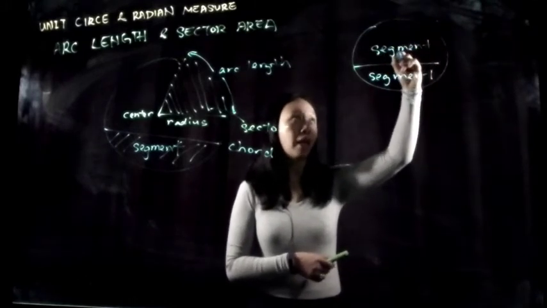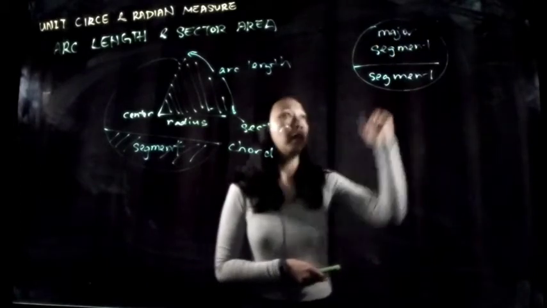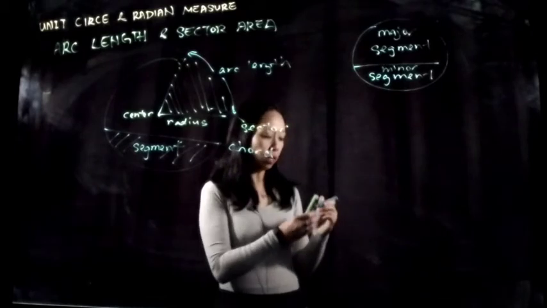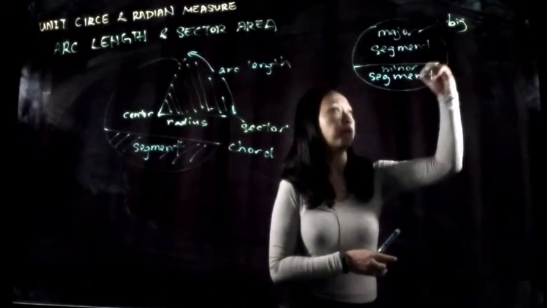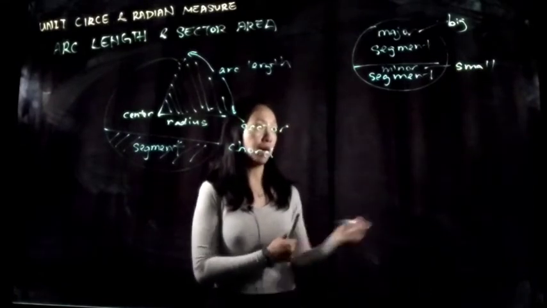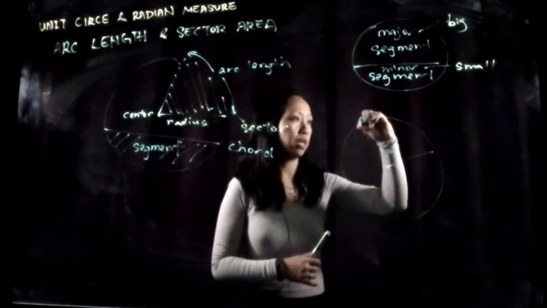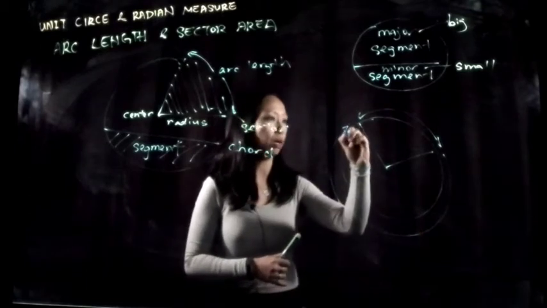So how do we name the bigger segment? In maths, this is called the major segment, and this one is called the minor segment. Major means big, and minor is the small one. So this also applies for your arc length. Let's say we have an arc that is a smaller one, and this one is a bigger one.